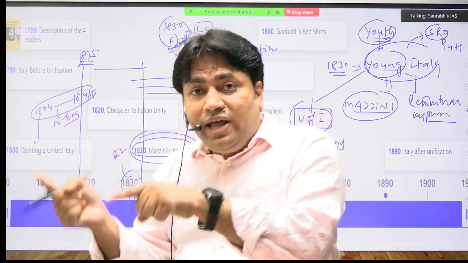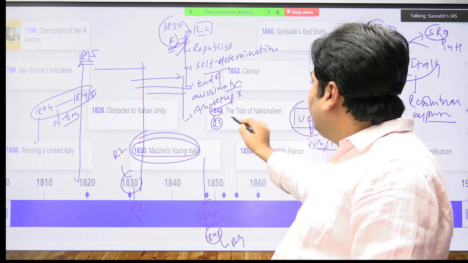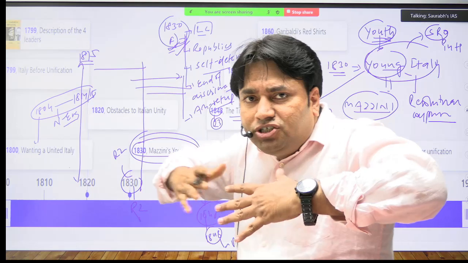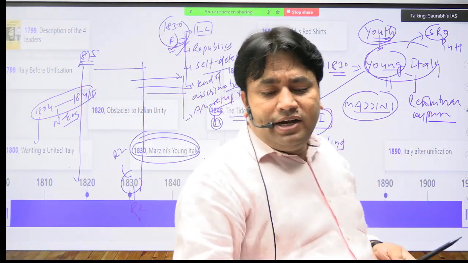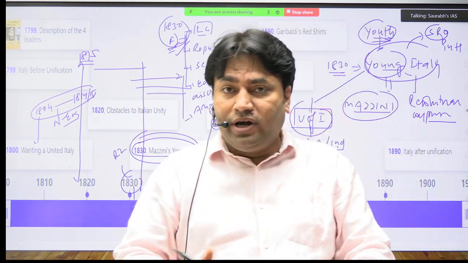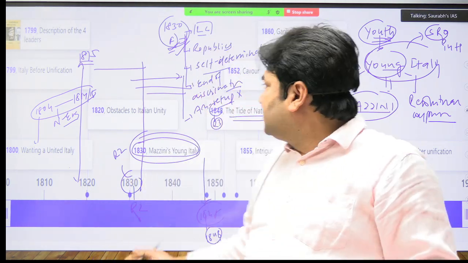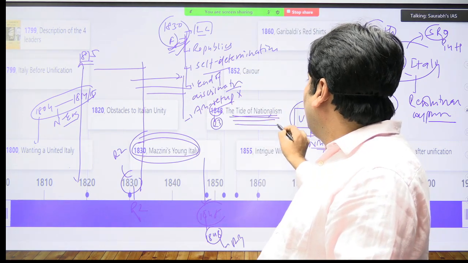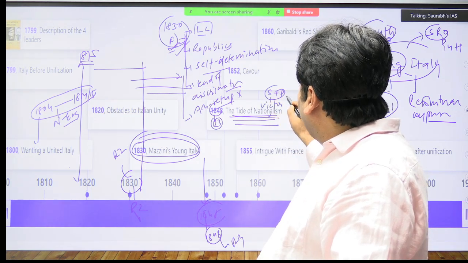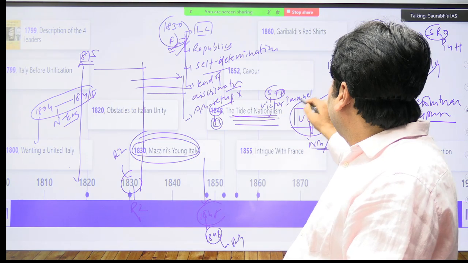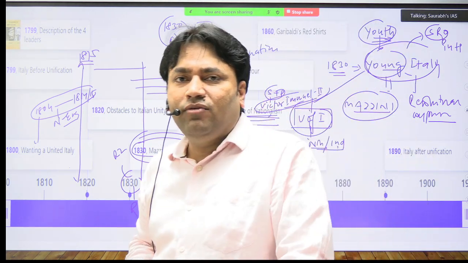So as soon as the outbreak of Revolution 3, R3, took place in France, what will happen? The tide of nationalism will grow in Italy also. Italy में क्या हो जाएगा? Tide of nationalism grow करेगा. And in this situation, what will happen? When the tide of nationalism grows, the ruler of Sardinia Piedmont, Victor Emmanuel II.